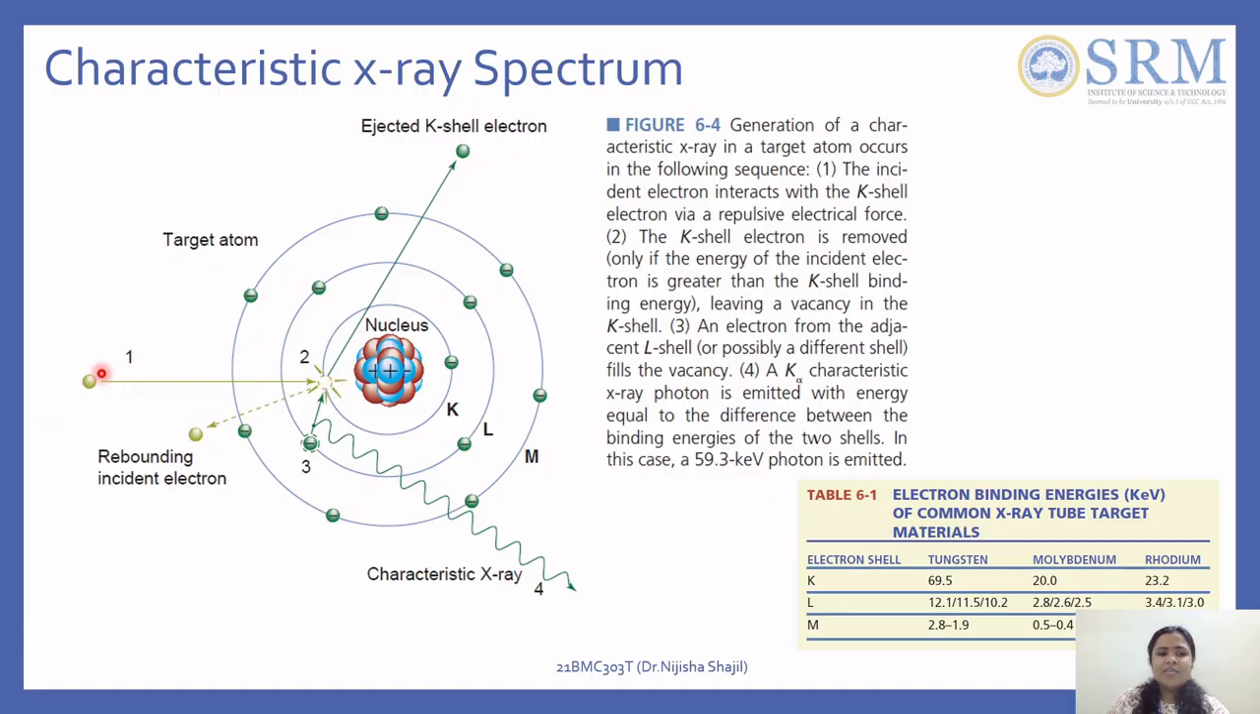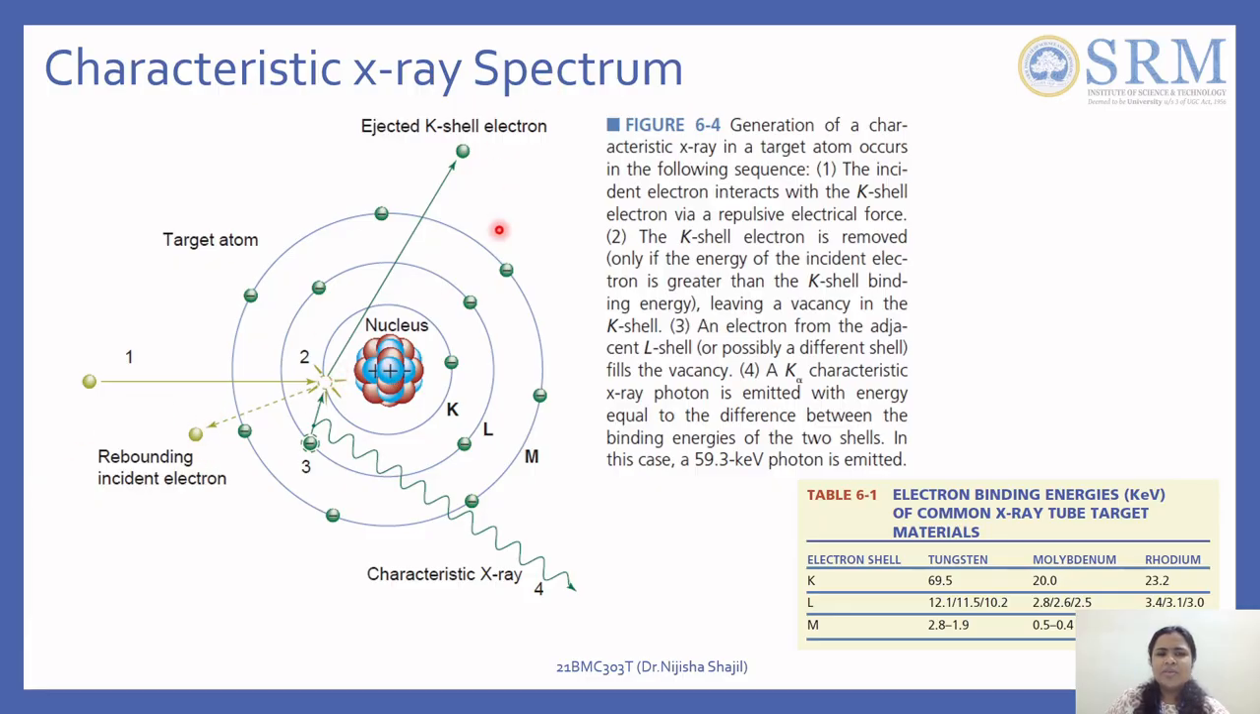Now what happens is, if this energy is more than the binding energy of the electron here, so you have the K shell, L shell, M shell. So the electron is in the K shell, and if the energy of the incoming electron is more than the binding energy, this electron gets popped out. It removes that from the shell and it goes outside. This is the ejected K shell electron. Whatever is the balance, it just gets rebounded. So it pushes this out and it moves away.